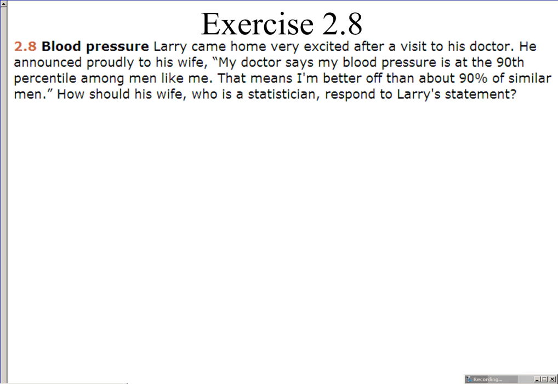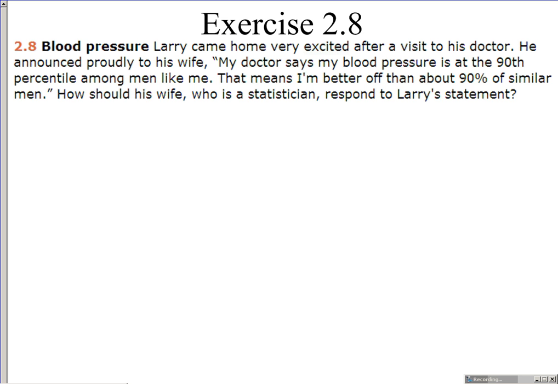Get the next example. Larry came home very excited after a visit to his doctor. He announced proudly to his wife, "My doctor says my blood pressure is at the 90th percentile among men like me. This means I'm better off than about 90% of similar men." How should his wife, who is a statistician, respond?